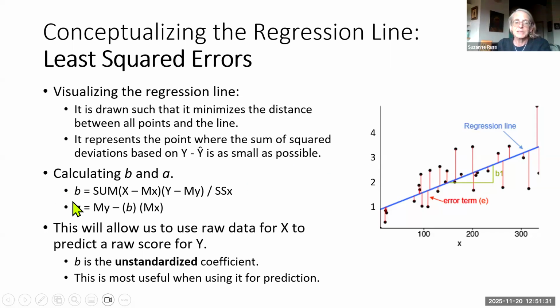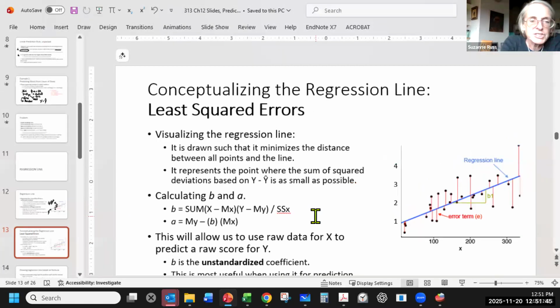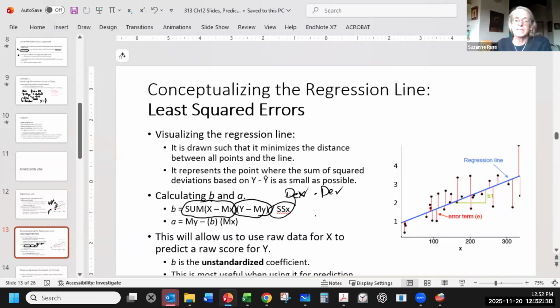And so then here are the formulas. So B, we'll use these in the model in a moment, is the sum of x minus mx. Now, you already calculated this. Each score minus the mean, that's just our deviation score. When you run a correlation, you calculated your deviation scores as your very first step. So you already have those. And we multiply it by the other deviation score. So we could say deviation times deviation. And we divide it by the sum of squares for x. That's it.